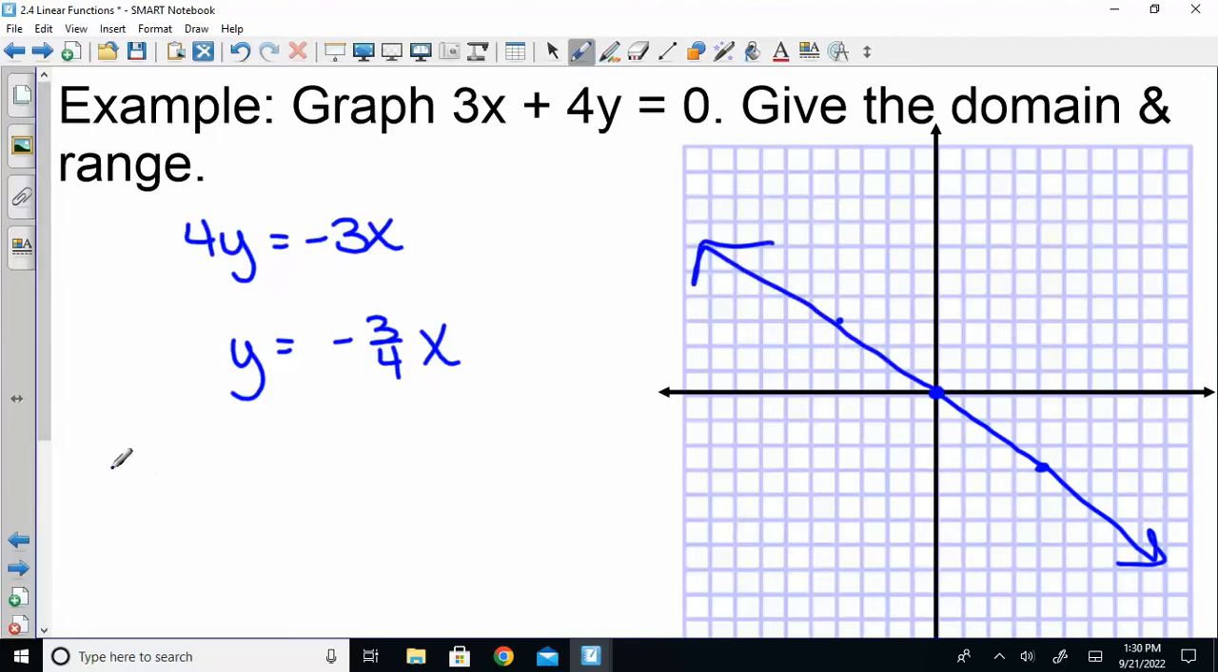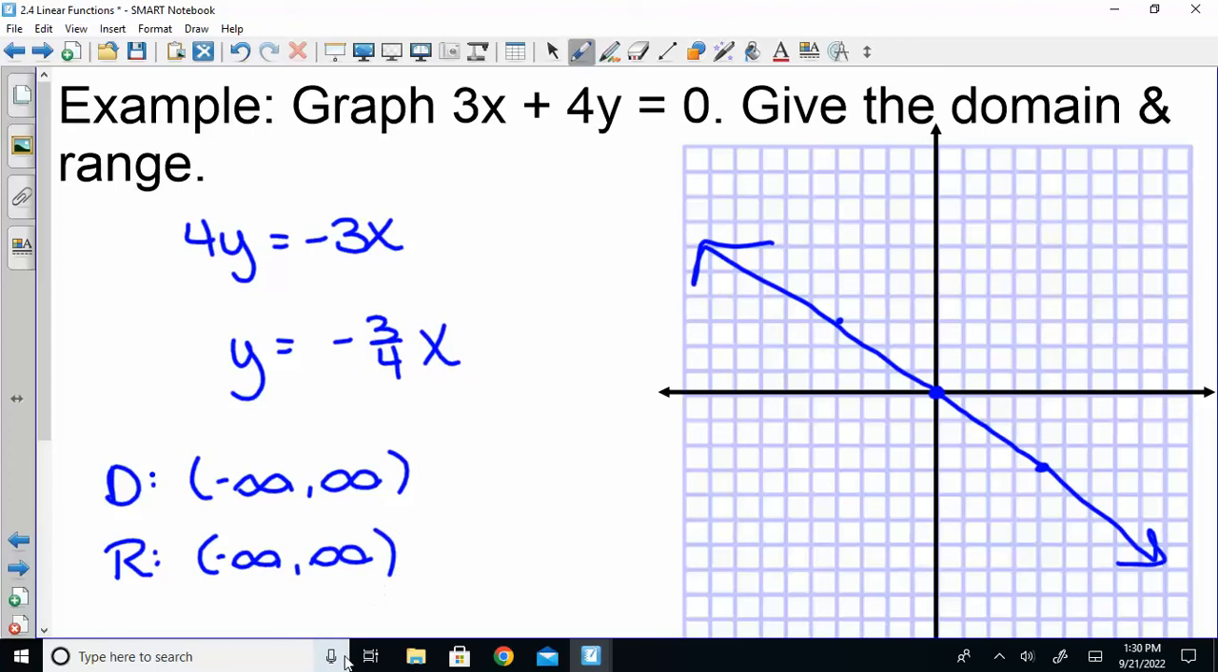Domain and range? Negative infinity, positive infinity. So if it's not in y equals mx plus b form, just solve for that first. Okay, let's talk about slope a little more.